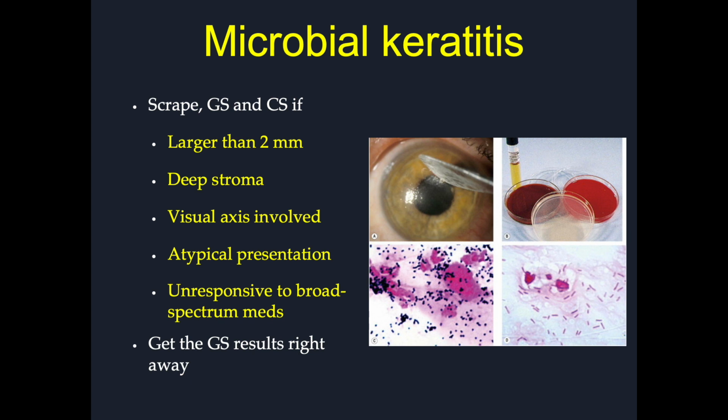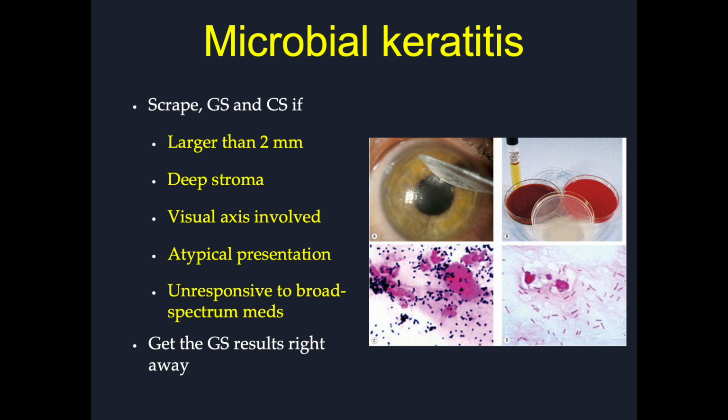So you need to scrape, do a gram stain, and culture and sensitivity if the lesion is larger than 2 millimeters, if it involves the deep stroma, if the visual axis is involved, or there's an atypical presentation. Lastly, also if there's no response to broad spectrum antibiotics.